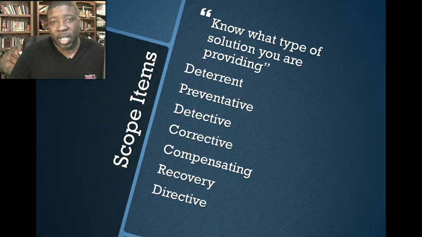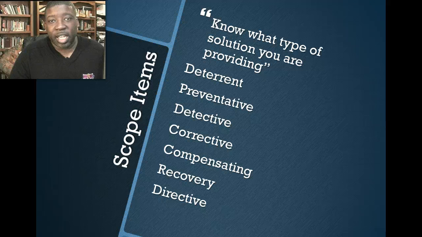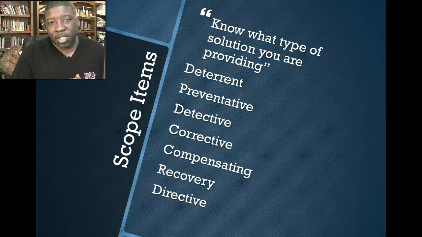Detective: does it actually detect something that's taking place on your network or computer? Corrective: does it correct a problem? Compensating: are you adding to a control, which is something to prevent or detect something from happening? Are you adding to it another layer of security?